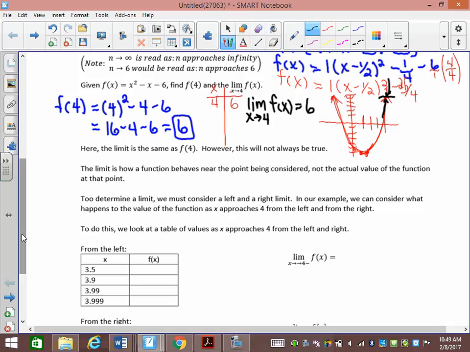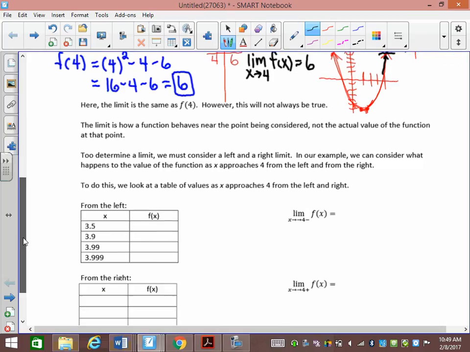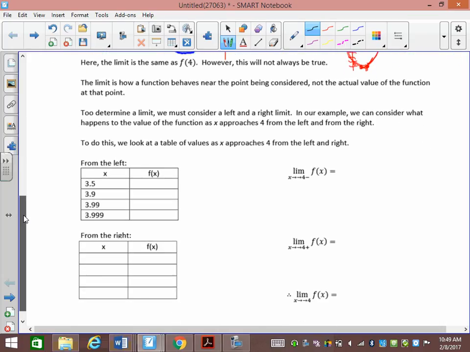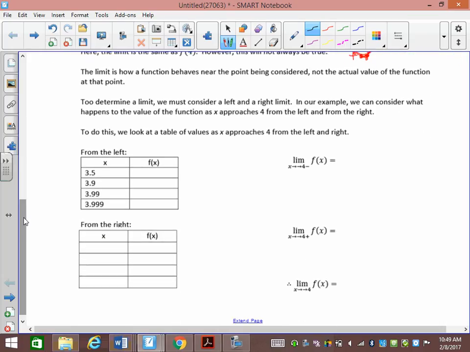So to determine a limit, we must consider a left and right limit. In our example, we consider what happens to the value of the function as x approaches 4 from the left and from the right. So we can do this with a table of values to show it working that way as well.